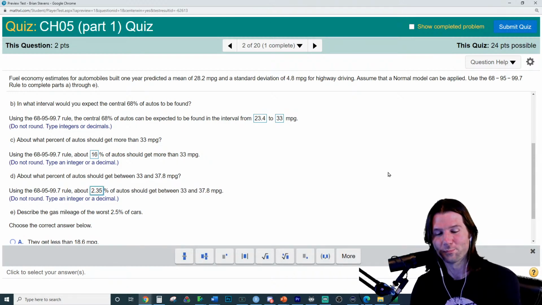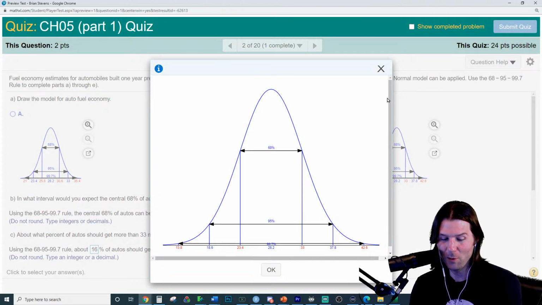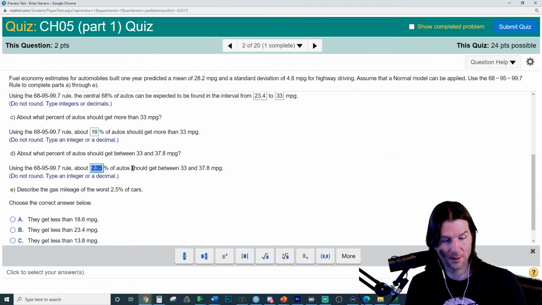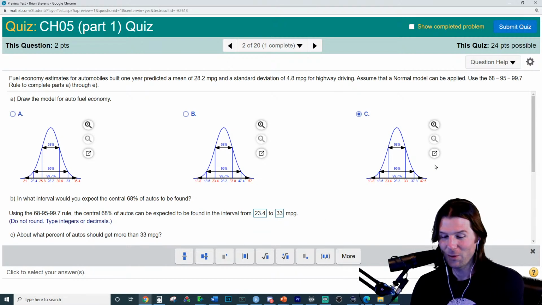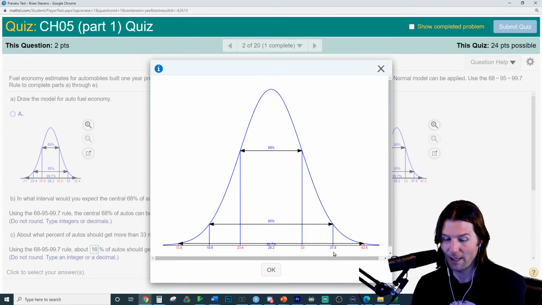Okay, let's look at this one. Between 33 and 37.8. Ooh, I got it. Let me think. I did get it wrong. Okay. There we go. So with this one here, good to see you, Hattie. We are going between 33 and 37.8.